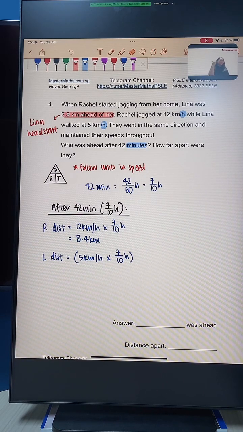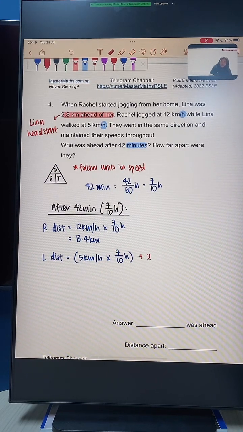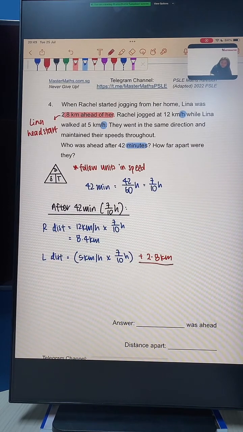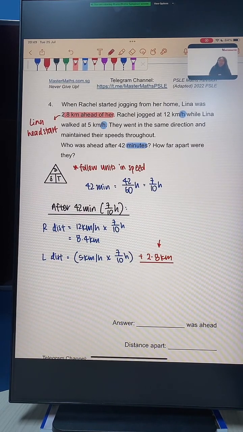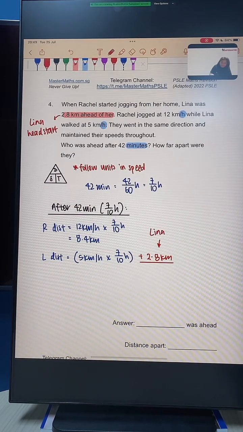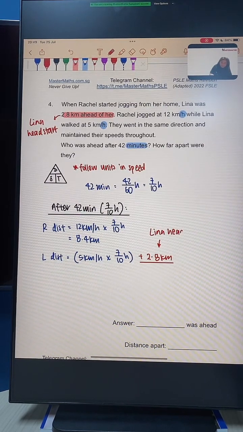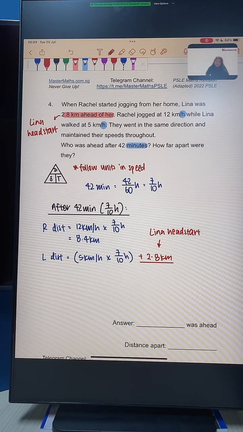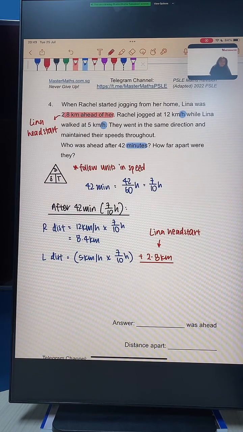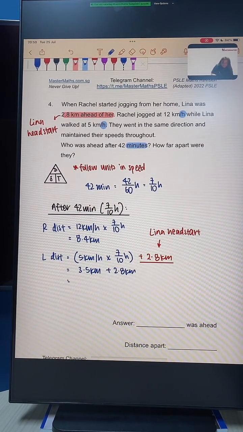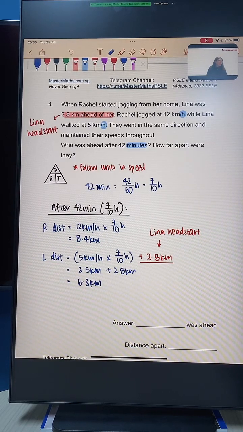Yes, excellent. Some of you are saying it right. Fantastic. We have to add 2.8 kilometers because Lina cheated a little bit, right? She went ahead first. So Lina had a head start. So after 42 minutes, she still had this extra distance that she had already traveled. Okay, so we have to add another 2.8 kilometers. This will give us 3.5 km plus 2.8 km, which will total up to 6.3 kilometers. Then from here you can solve the question already.